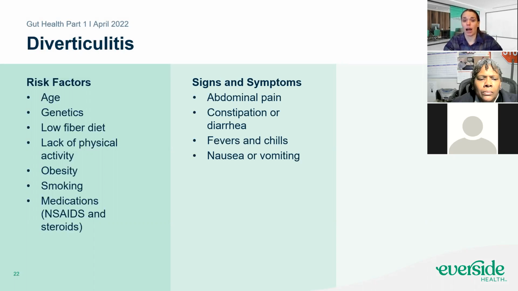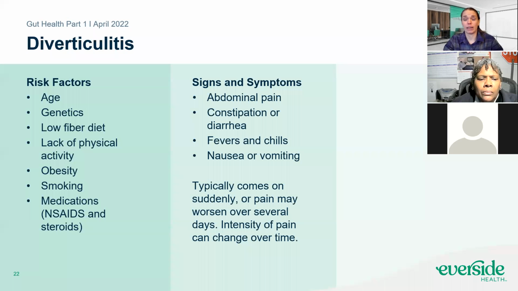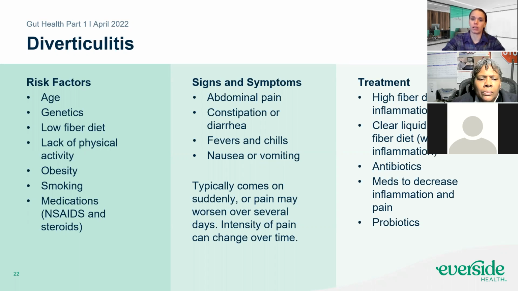Signs and symptoms: abdominal pain, constipation, diarrhea, fevers, chills, nausea, vomiting. You don't have to have all of them, but you can have some of them. Sometimes people find out they don't have any symptoms and they just find out they have diverticulosis, and that can happen pretty commonly too. A lot of times if you have inflammation, so the diverticulitis, that pain is going to come on pretty suddenly and worsen over several days. The intensity can change over time. So this is a chronic condition, but it can have those acute little flare-ups.